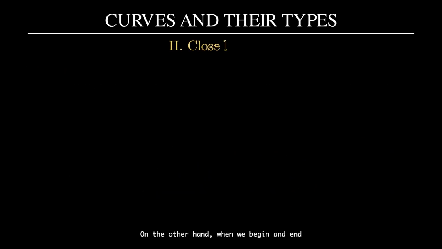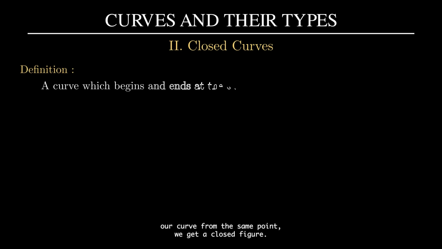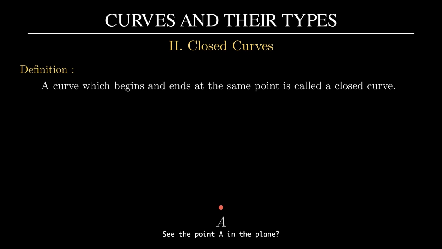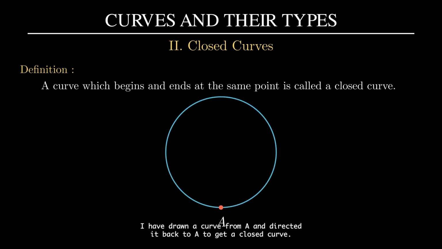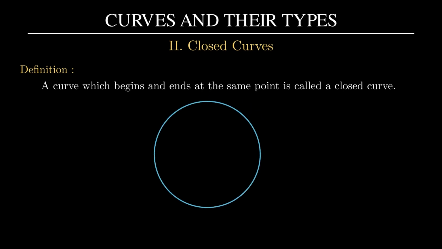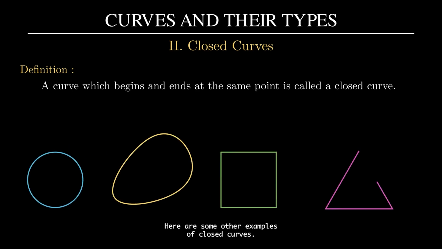On the other hand, when we begin and end our curve from the same point, we get a closed figure. See the point A in the plane? I have drawn a curve from A and directed it back to A to get a closed curve. Here are some other examples of closed curves.